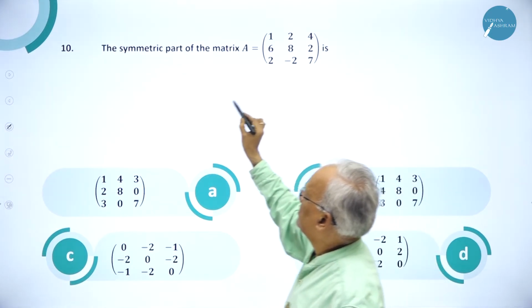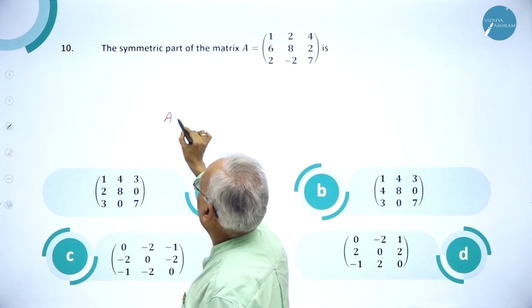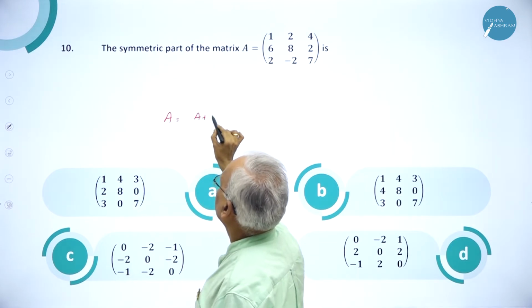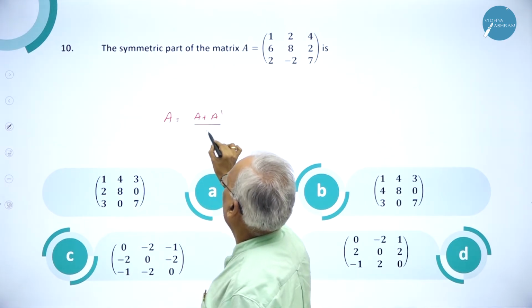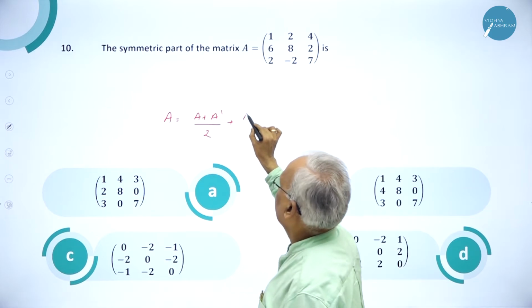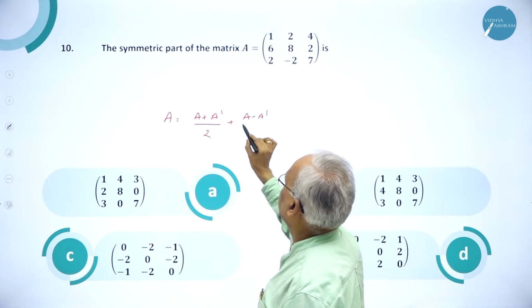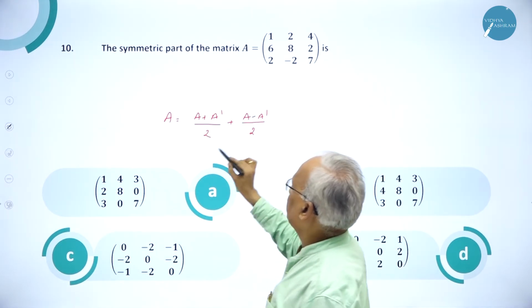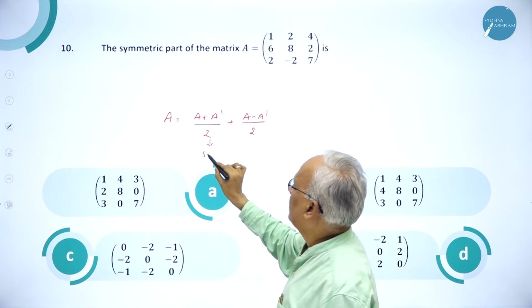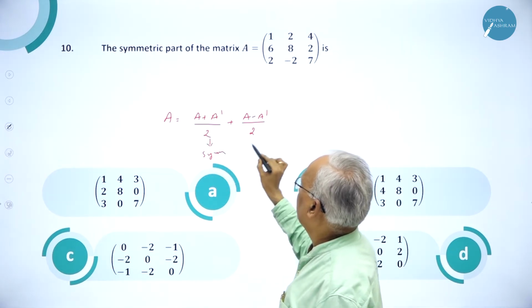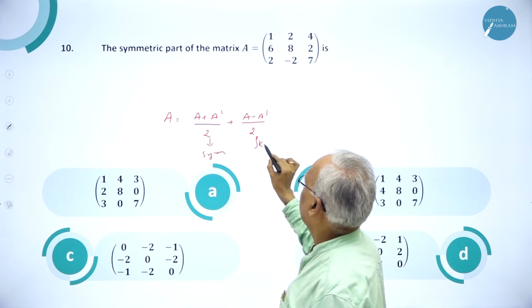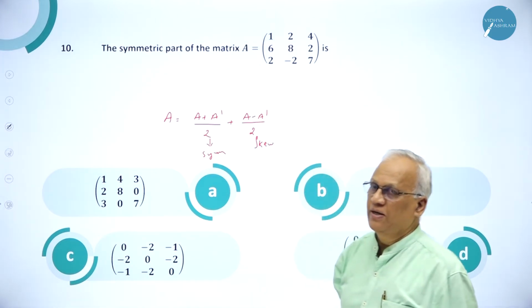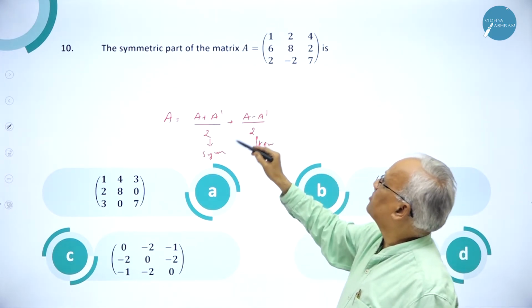Next, the symmetric part of the matrix A. Any matrix A can be expressed as the sum of a symmetric and a skew symmetric matrix as follows: (A plus A dash) by 2 is the symmetric part, and (A minus A dash) by 2 is the skew symmetric part. So he wants (A plus A dash) by 2.